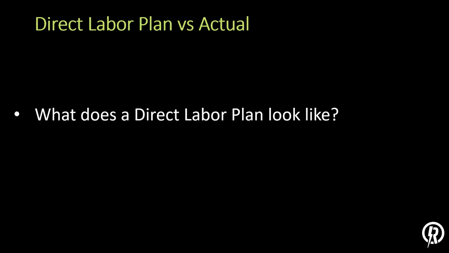So with cost of goods, the plan was: here's what we expect to spend in our cost of ingredients for any given dish. So that's how we come up with our plan. But what do you think a direct labor plan looks like?